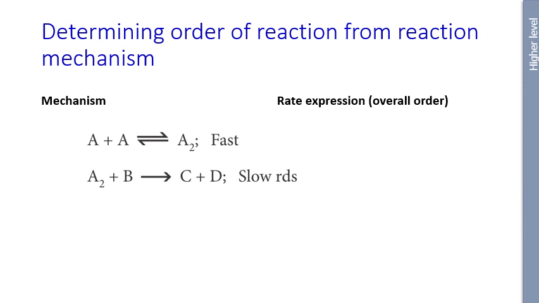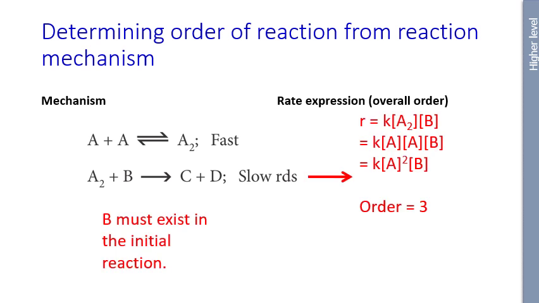Or you can have A reacting with A to form A squared, which is the fast step, and then this bimolecular A forming with B to form C plus D, which is a slow rate determining step. This will also become third order, because B must exist in the initial reaction, which is your rate determining step.